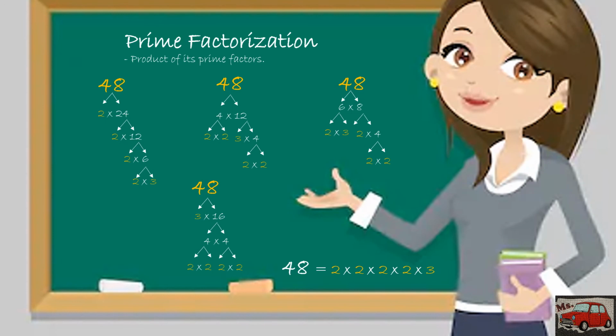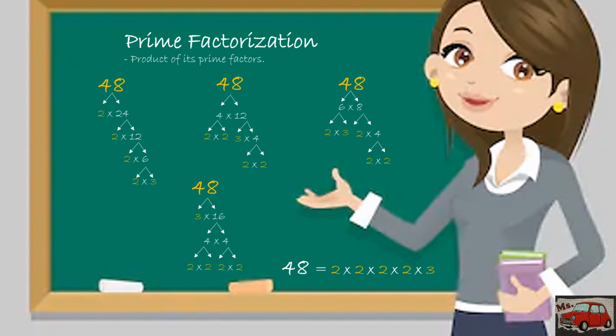Another way to do the prime factorization is to look for another factor of 48. Kanina, nag-umpisa tayo sa factor niya na 2 times 24. Another factor of 48 is 4 and 12. Tama? Yung sumunod na example. Now, si 4 at si 12, hindi siya prime numbers. So, i-break natin sila para makita natin yung prime factors nila.